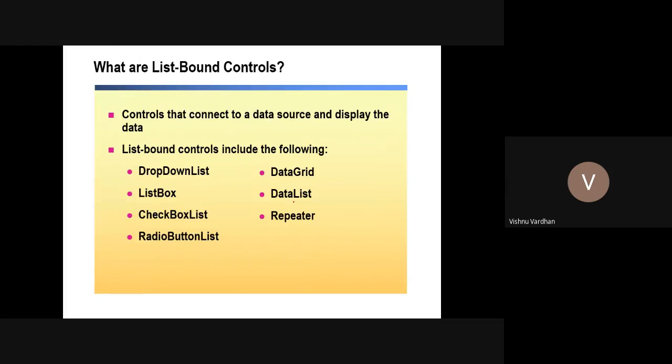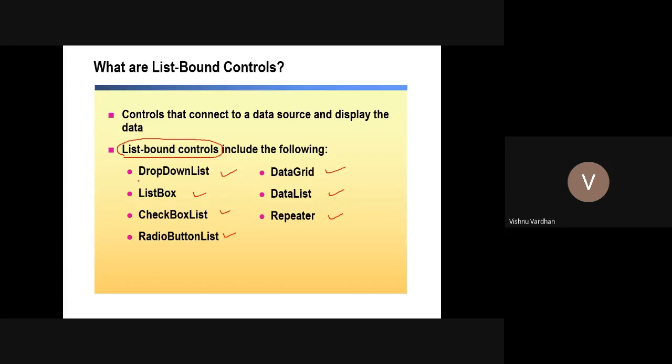Then we have some data aware controls also, which are controls that connect to your data source and display the data. What are they? First is the drop down list, then list box, checkbox list, radio button list, then data grid, data list, and repeater. All these are data aware list bound controls. Data aware list bound controls means you can bind the data to these controls.